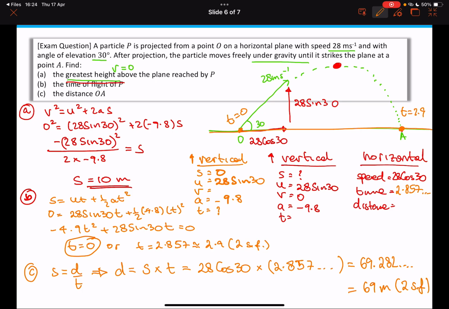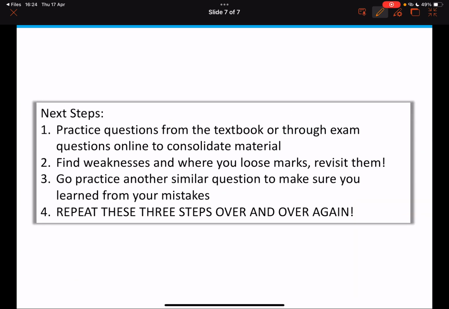So for horizontal, you have to know two variables in order to find the third missing one. If you have two missing variables, then you know that you must start with the vertical component, and you work yourself around that to get information that helps you find values for the horizontal component, which in this case, let me add it, will be 69 meters. Moving on to the next part.